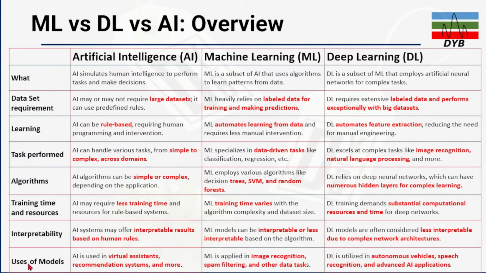So what are the models they use? AI is used in virtual assistants, recommendation systems, and more. ML is applied to image recognition, spam filtering, and other data tasks. And DL is used in autonomous vehicles, speech recognition, and advanced AI applications. So that is actually the main differences between these three artificial intelligence approaches.